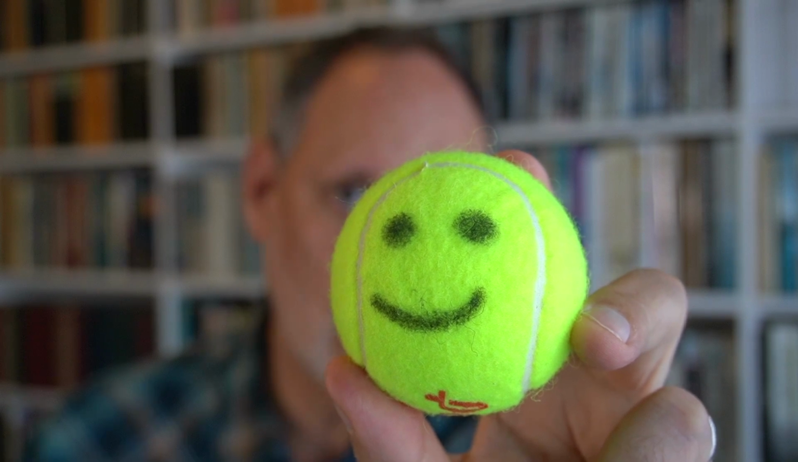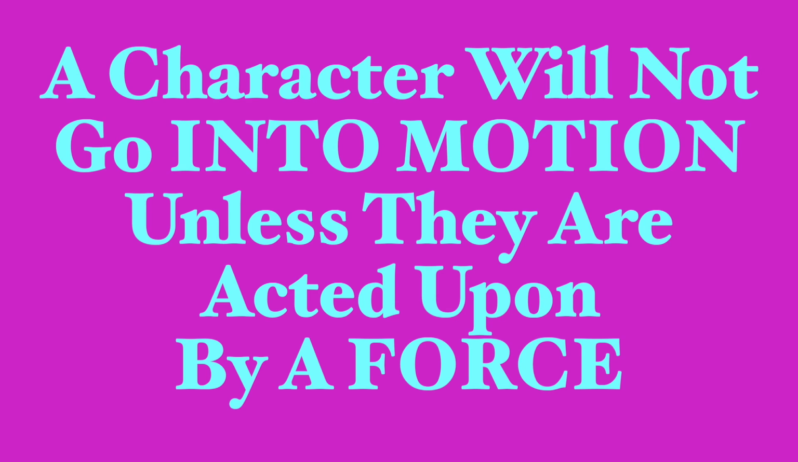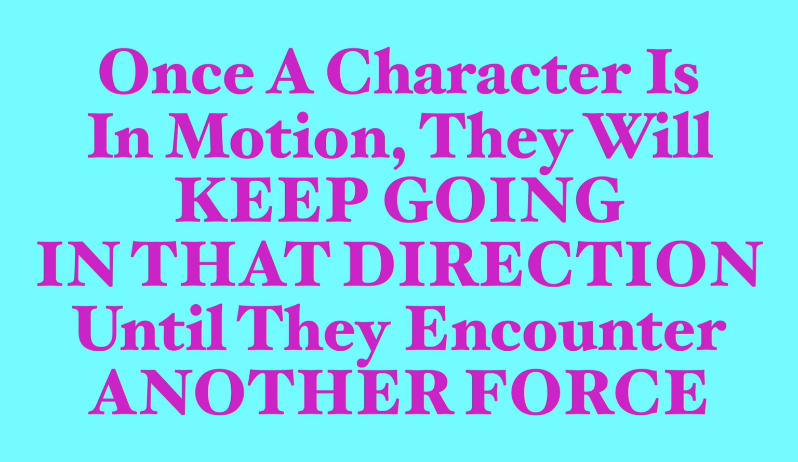The laws of motion apply to characters. A character will not go into motion unless they are acted upon by a force. This force can be something internal. It can be something they feel. It can be something they want. Once a character is in motion, they will keep going in that direction until they strike or get struck by another character or force. Now, this is a faulty scientific analogy in every way, but it reminds you to put your characters in motion for a reason, and it keeps you from letting them change direction for no reason.